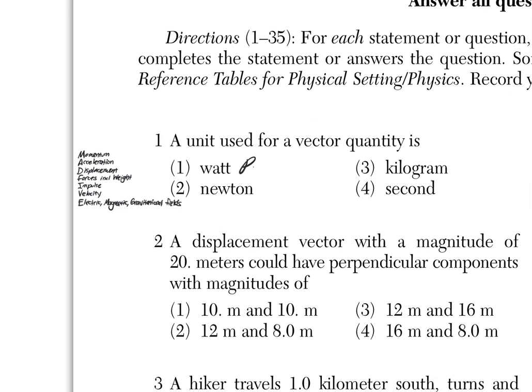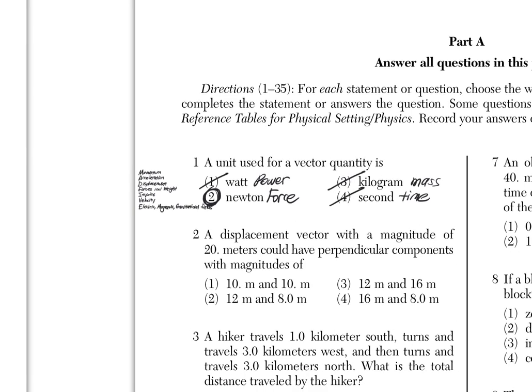Watts measure power. Power is not in the list, so it's not a watt. Kilogram measures mass. Mass is not a vector, so it's not kilograms. Seconds measure time. Time is not a vector, so it's not 4. But newtons measure force, and that is a vector, so that's choice 2. Alrighty then. Next question.